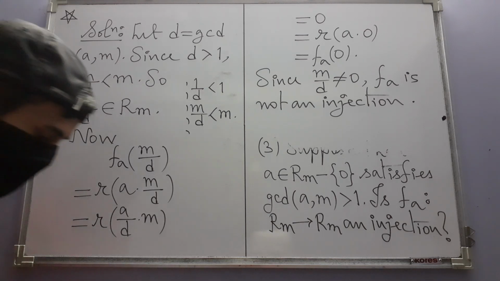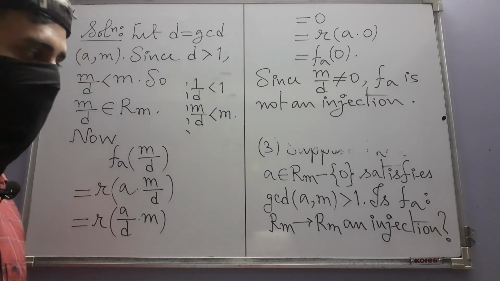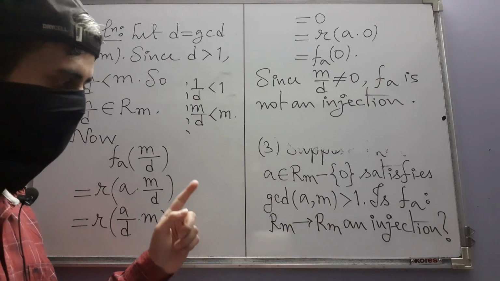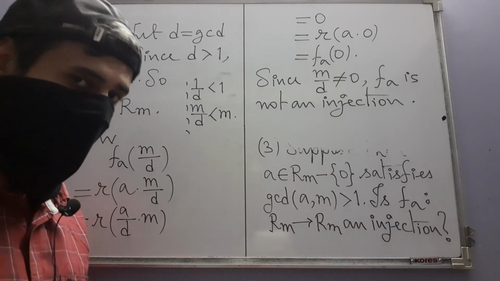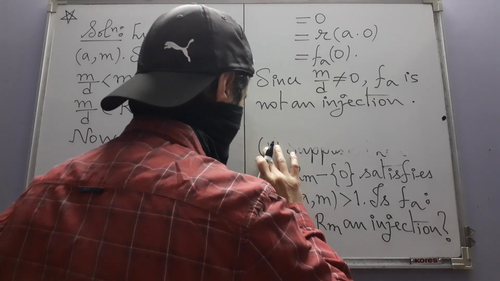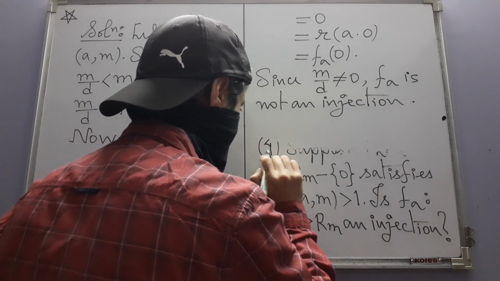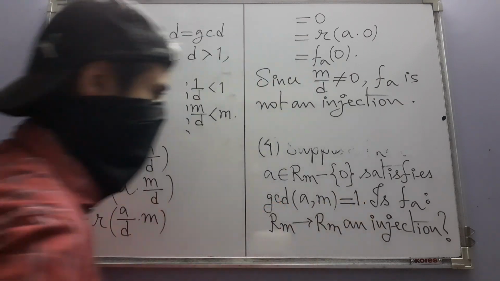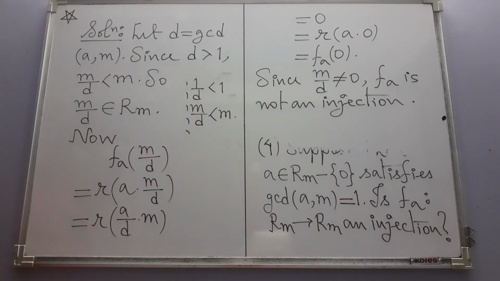And then the final part. What happens if the GCD is really equal to 1? Do we then always get an injection? Yes, this time we will always get an injection. So I just simply have to change this. Is this now an injection? Yes, it is, and we have to prove it.